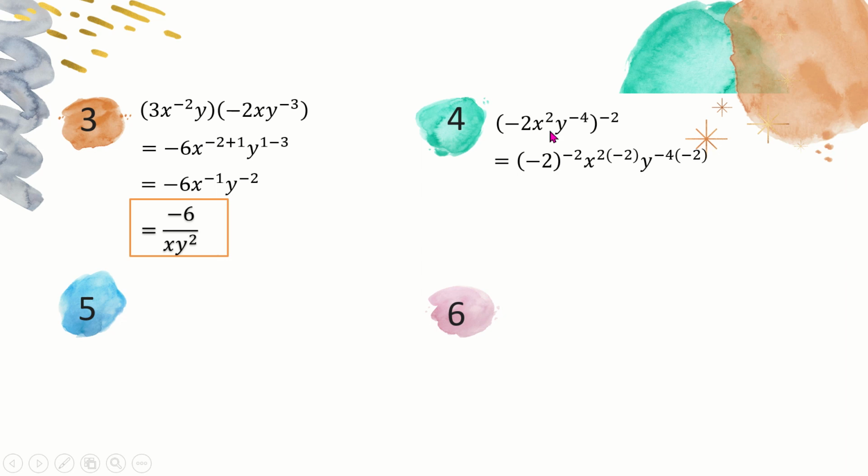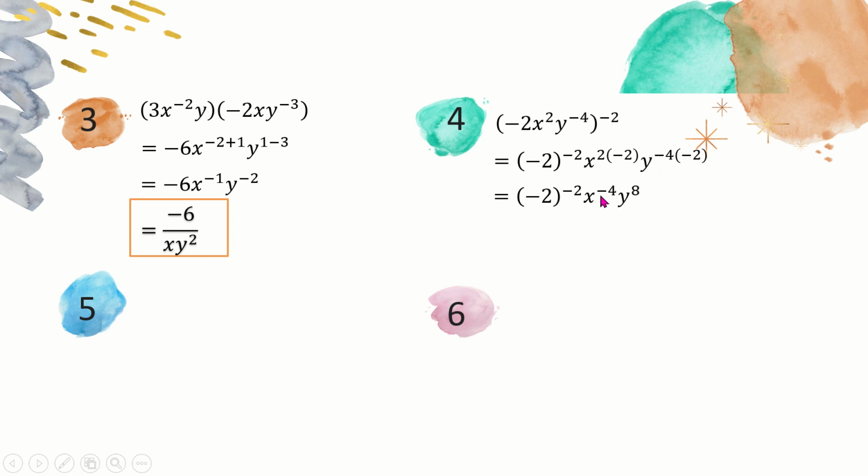Ang x squared, i-distribute na nako ang negative 2 nga exponent. Ang y negative 4, i-multiply na nako ang negative 2 nga exponent. Okay. So, natapos sa number 4, i-distribute ang negative nga exponent ngadto sa negative 2, x squared, ug y negative 4. Next. Ang base negative 2 raised to negative 2, wala pa na siya usba. Okay. Ako pa i-simplify ang mga parentheses nga katapad sa negative 2 to negative 2.